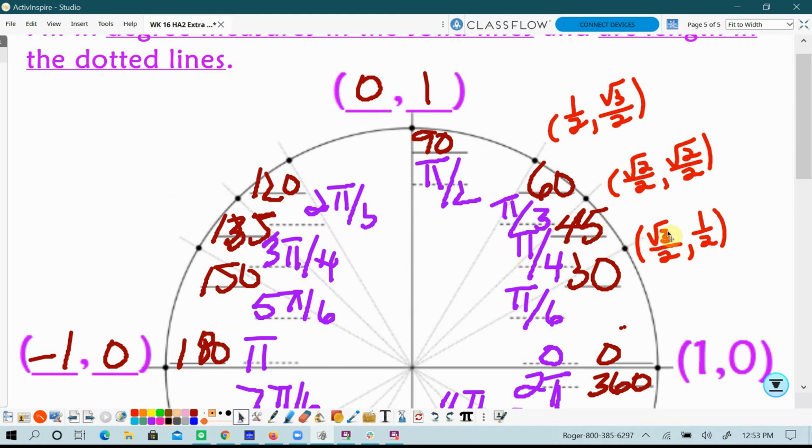So you should practice with this. Take a blank circle and go through and fill in all the angles in degrees, fill in all the angles in radians, and then try to fill in all the coordinates around the unit circle.